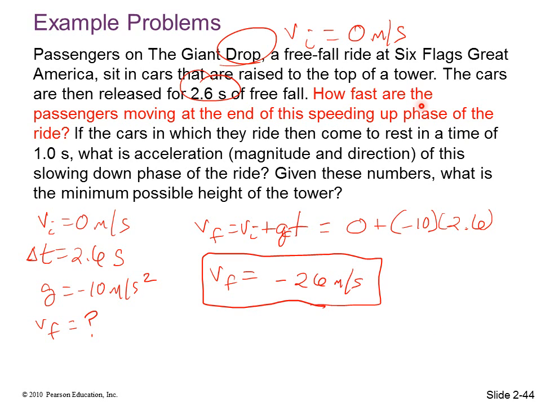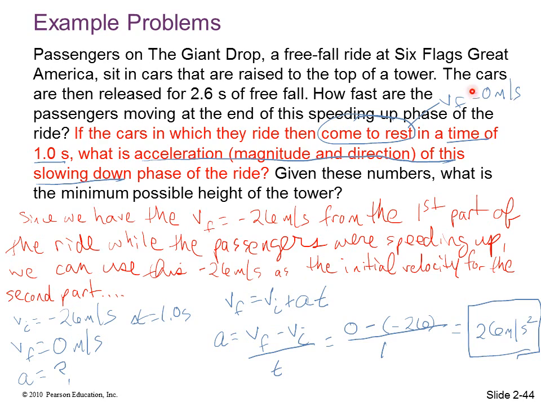So you can see here that I've dealt with the first part of the problem. How fast are they moving at the end of the speeding up phase? Since they drop, the initial velocity is 0 meters per second, and here's the time. I use this first star equation, VF equals VI plus GT, and I get the final velocity from the speeding up phase. And notice there's a negative sign. They are heading down.